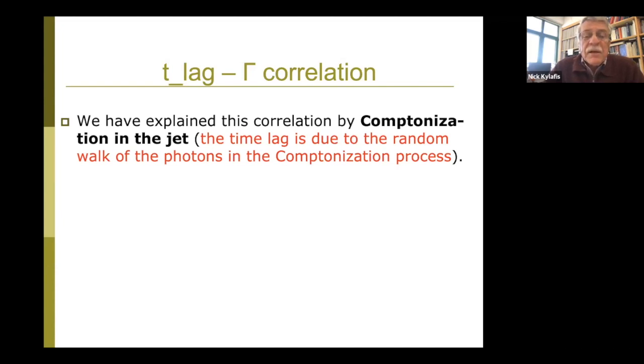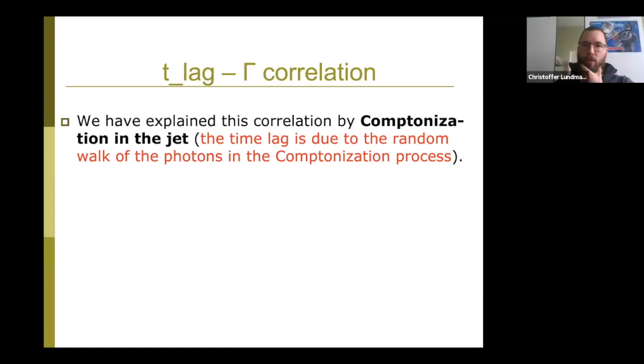We said, look, comptonization is inevitable. The power law is explained by comptonization. If you want to correlate that with gamma, you need the same mechanism to produce the time lags. And it does naturally. If you take soft photons and upscatter them in energy, you delay them with respect to the unscattered ones or the few times scattered ones. So the same mechanism produces both gamma and the time lag. No surprise then that they are correlated.